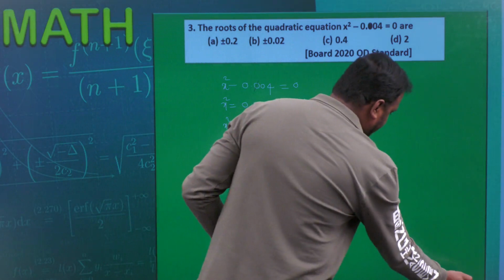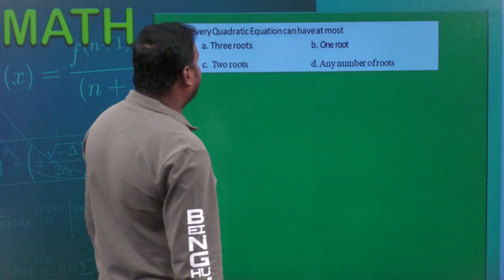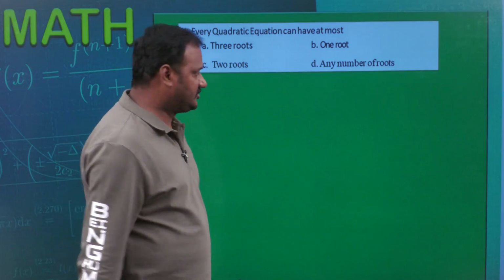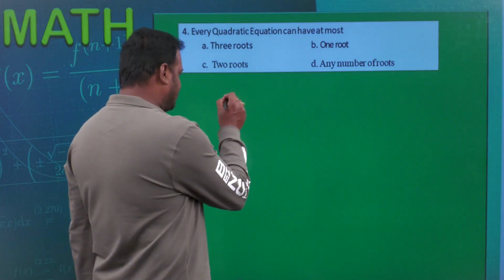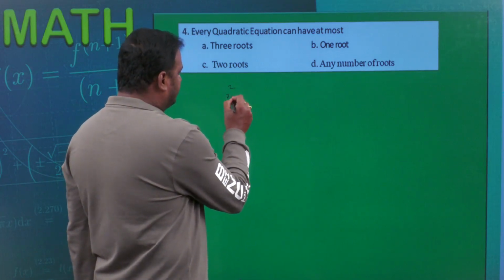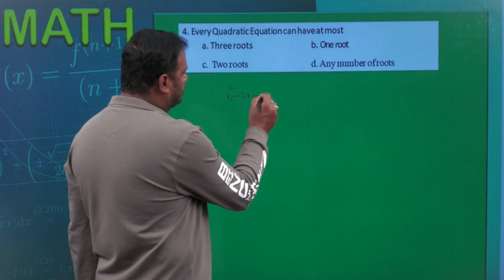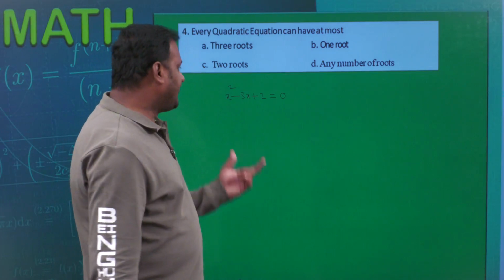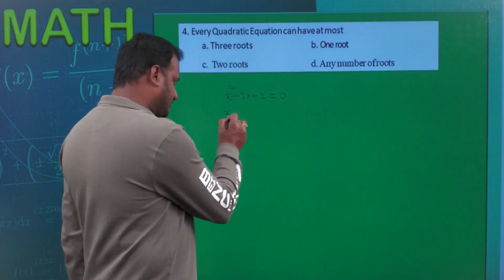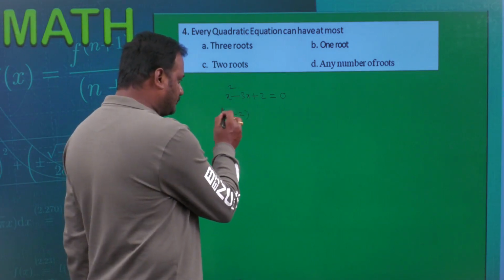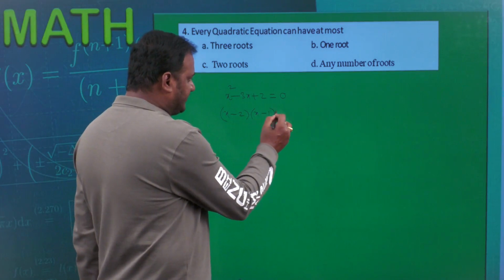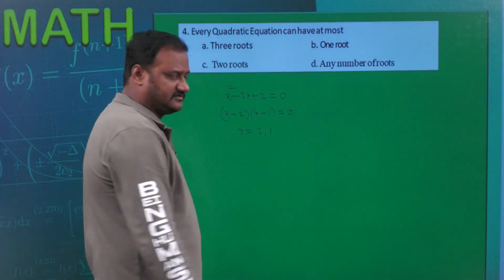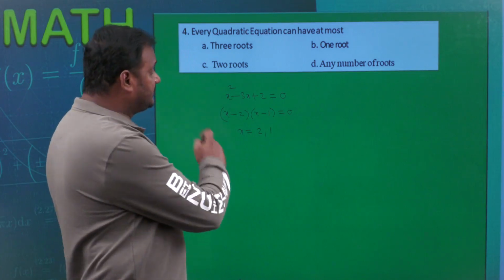So coming to the next problem here. Every quadratic equation can have at most, we already discussed about this. I have an equation x square minus 3x plus 2 is equal to 0. This is a quadratic equation. If you find out the roots of this quadratic equation, the roots are x minus 2 into x minus 1 equal to 0. Therefore, the values of x is equal to 2 or 1. So, there are two roots of this quadratic equation.